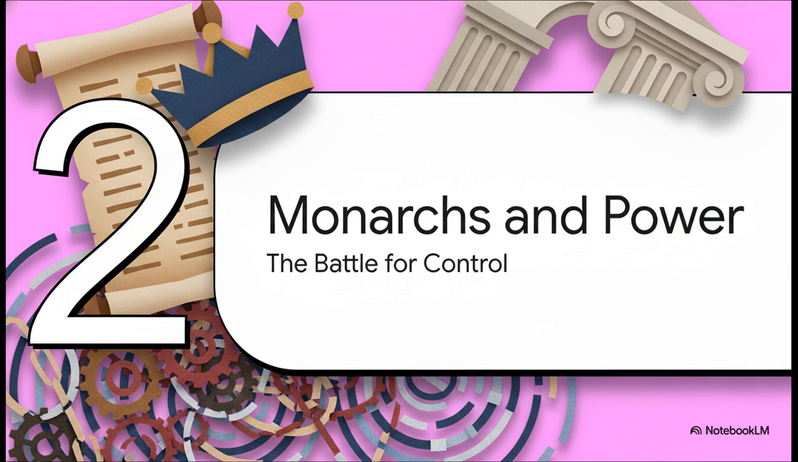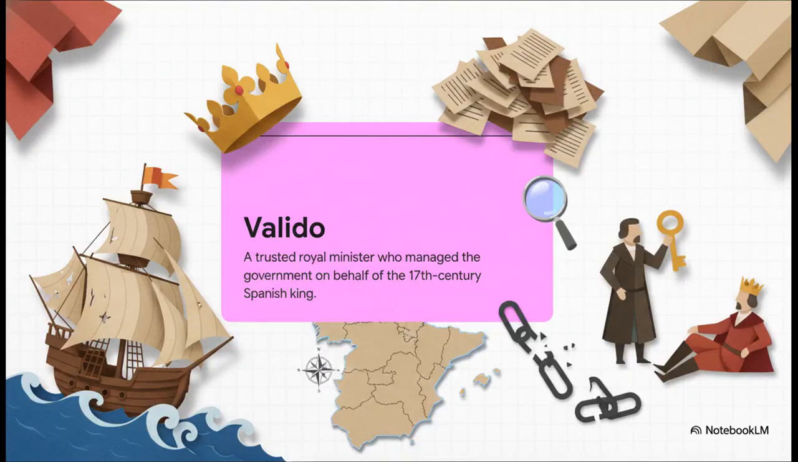Moving on to Chapter 2, Monarchs, Parliaments, and Power, the Battle for Control. As the crisis raged on, nations were desperately trying to impose some sort of order, and they took radically different approaches. Let's look at Spain first. While France was on the rise, the Spanish monarchy was locked in this slow, unstoppable decline. A major reason for this was a shift in how they ruled.